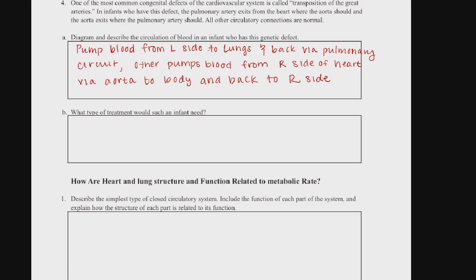Unless something is done immediately, the infant would die because there's no mixing of where the blood goes. You're not getting oxygenated blood into the aorta, into the rest of the body and back. It's just going to lungs and back, body back, body back. So the body is not getting the amount of oxygen through the blood that it normally would get. And so if not treated immediately, the patient would die.